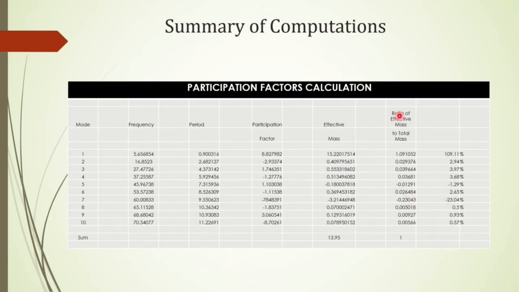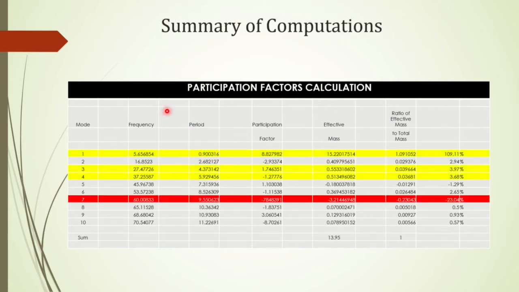Now, let's look at the important data sa table na ito. Ngayon, itong mga naka-color yellow, ito sila yung mga story na pinaka-nag-participate, no? Sa makikita natin, 109.11% yung sa mode 1, mode na nag-participate. So, masyadong malaki, no? Lumagpas siya ng 100%. Next is the 3.97% from mode 3, followed by 3.68% sa mode 4.